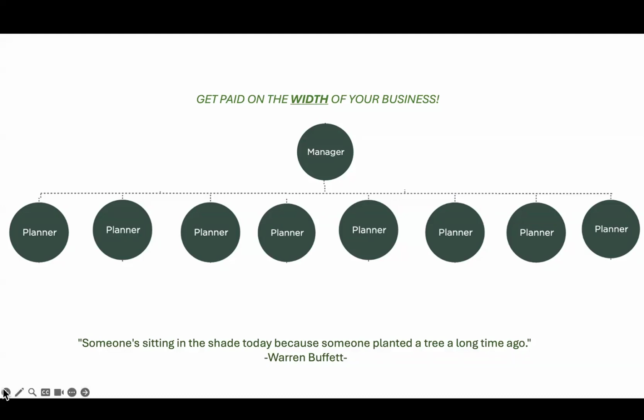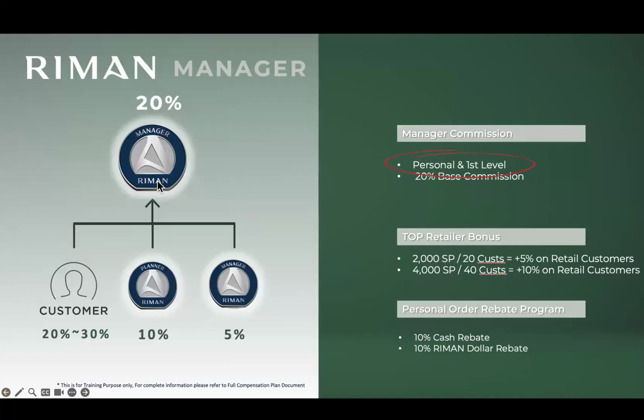Remember, as a manager, you're getting paid on what you personally buy and sell and your level 1 only, right? So if I'm a manager and I bring in a brand new planner, I make 10% off the planner because it's a differential payout, right? Now, if I'm a manager and this guy goes manager, he's going to get his 20%. So I'm going to get a 5% override. I'm going to get a 5% sponsorship commission. So it's very simple.